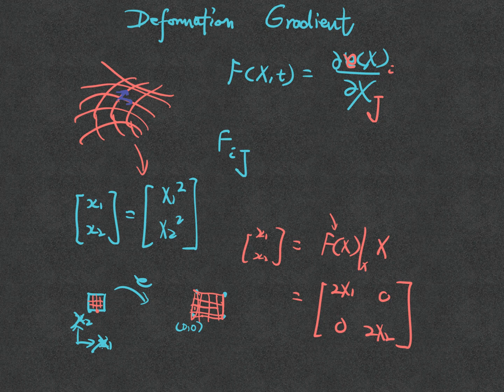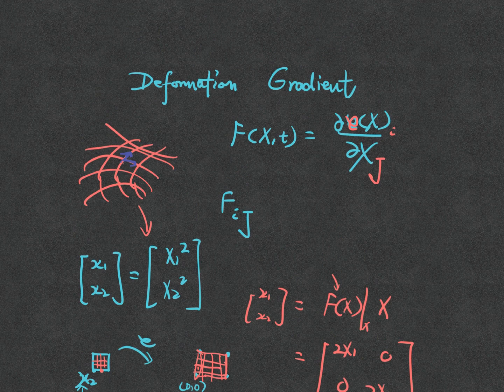So here I just want to convey the idea that the deformation gradient is some kind of strain measure, but it's actually the linearized version, or the tangent, of the deformation mapping.